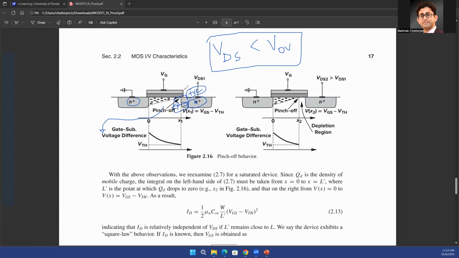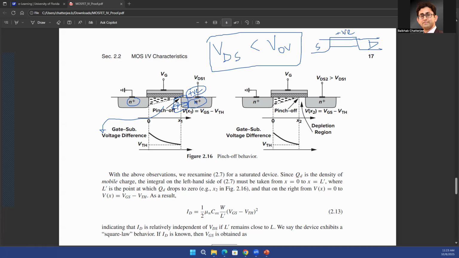What is another way of saying it? Originally you had the source over here, the drain over here, and let's say you apply a positive voltage at the gate. So you created a channel between your source and drain by applying a positive voltage at the gate.